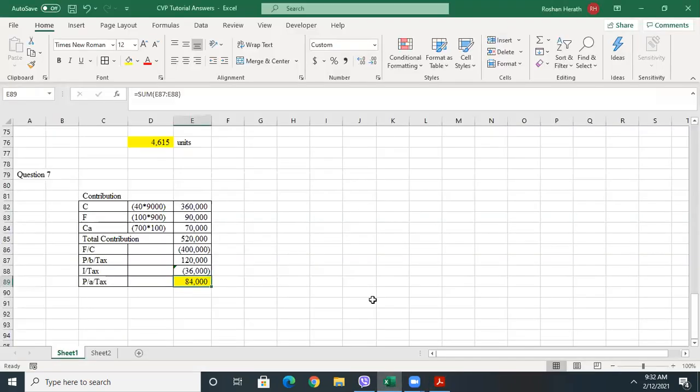Okay. So it's about the sales revenue, right? So if I tell you just what you're supposed to do, you need to simply take the fixed cost divided by weighted average CS ratio.